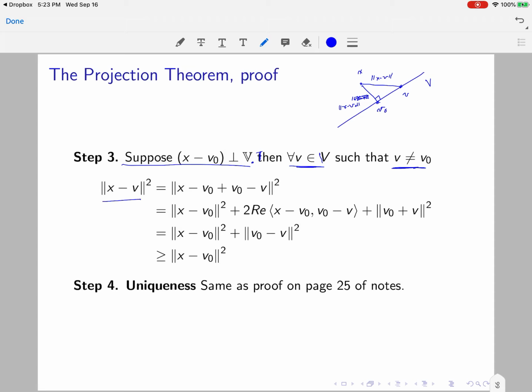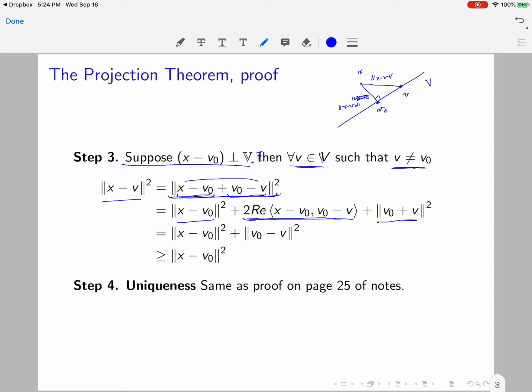All right, so what is x minus v? So the norm of x minus v, this is a very standard trick. What we're going to do is add and subtract v naught in here. Since we can add and subtract v naught, this is still x minus v, and so we have equality. Now let's break this up according to our previous rule. That's going to be the norm of this vector plus 2 times the real part of the inner product of this vector with that vector, and then we'll have the norm of this last vector.